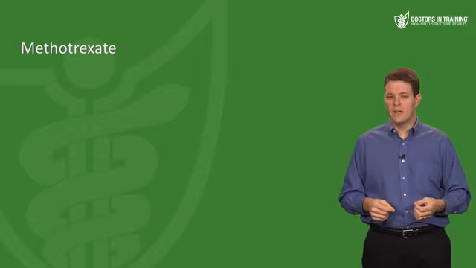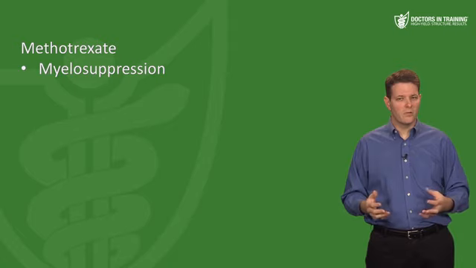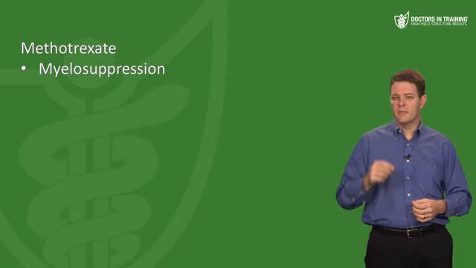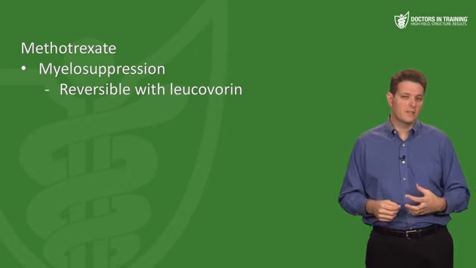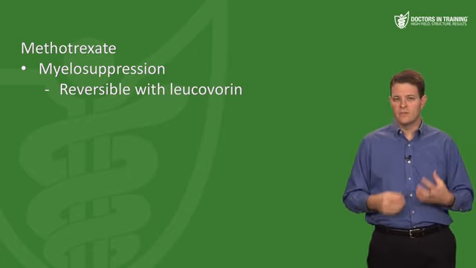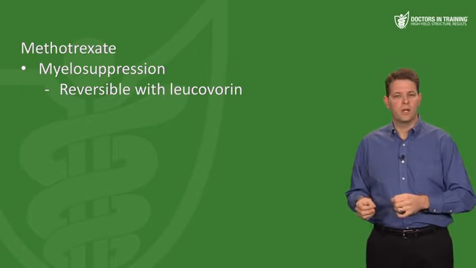Then as far as side effects, myelosuppression is a big one. But again, that's pretty common with a lot of these drugs. But you do need to know that for methotrexate, the myelosuppression is reversible with a drug called leucovorin, which is basically folinic acid, which is a derivative of tetrahydrofolate. So know that leucovorin can be given to reverse myelosuppression from methotrexate.